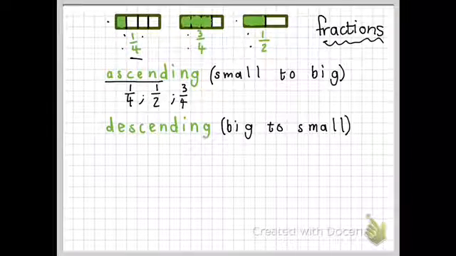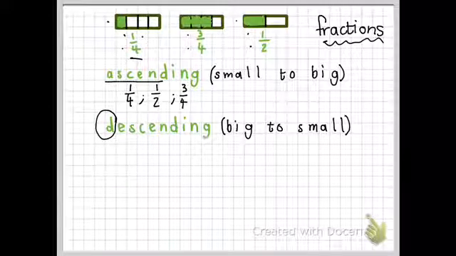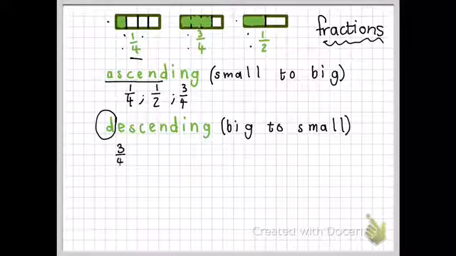And then if I were to ask you to put it in descending order, remember D means going down. It's the opposite of ascending. So we go from big to small, which would be the exact opposite. So we look for the biggest one, which would be the 3 quarters, then the half, and then finally the 1 quarter.